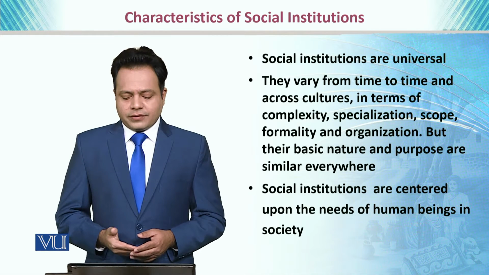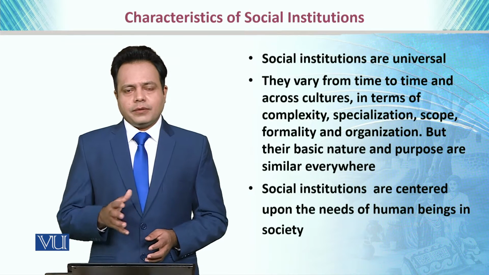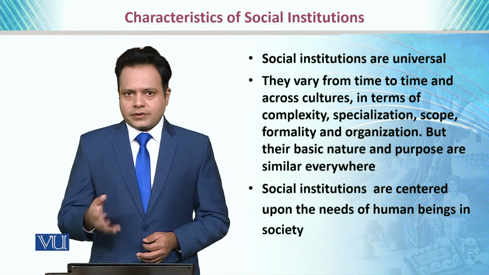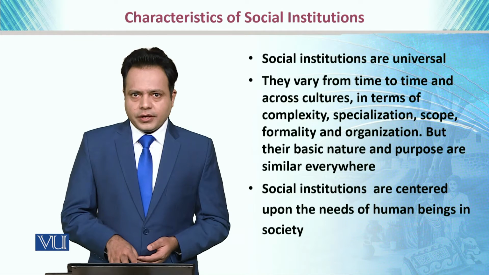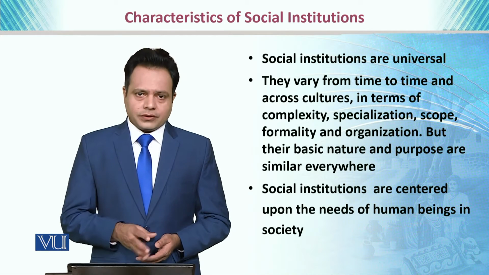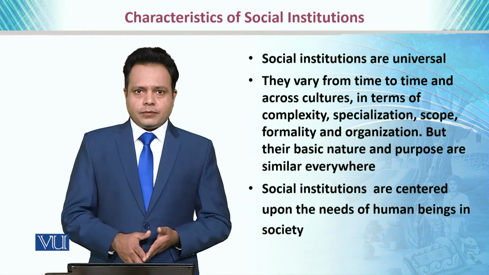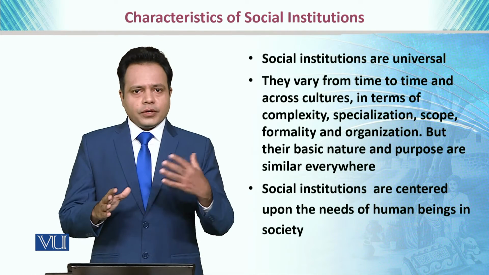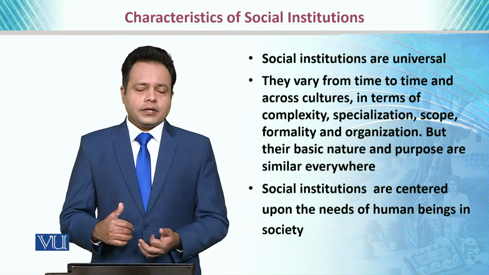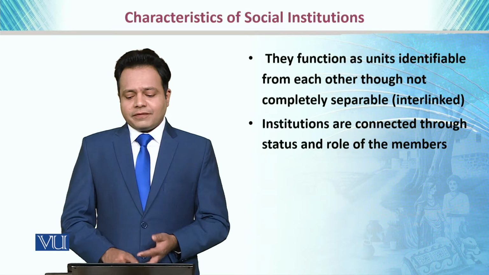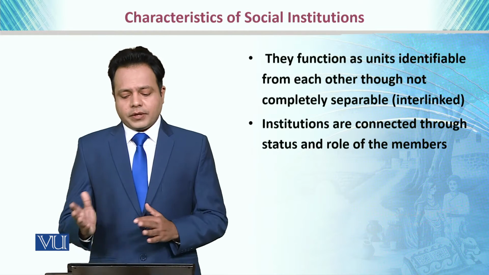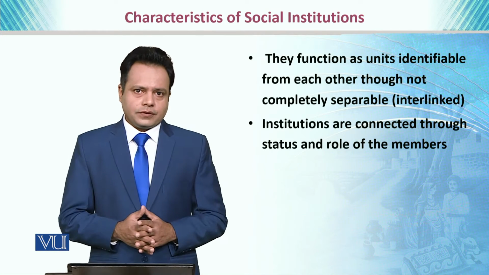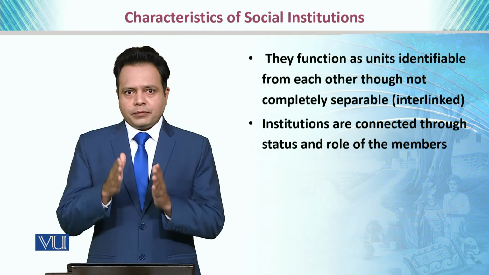Social institutions are centered upon human needs, because the purpose or goal of every institution is to fulfill certain human needs. For example, to fulfill our economic needs, educational needs, socialization needs, aesthetic needs, sexual needs, or the needs for food. We find all kinds of institutions available for us to fulfill these needs. They also function as units identifiable from each other, though not completely separable, but you will find clear distinctions between institutions. It means that institutional boundaries are distinguishable.